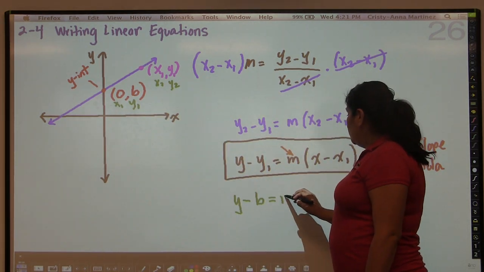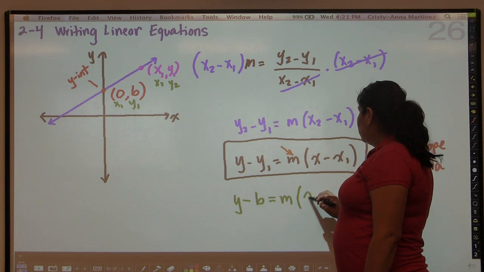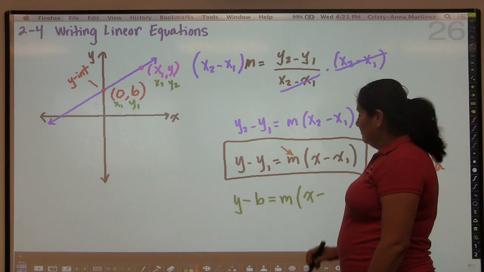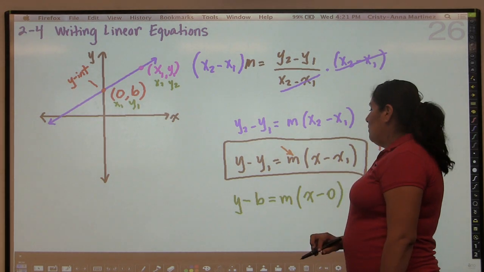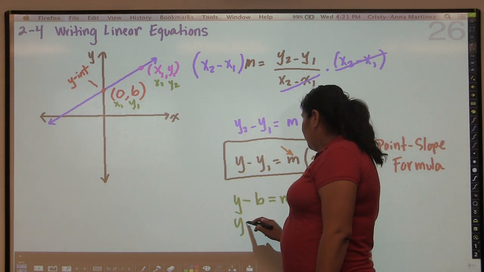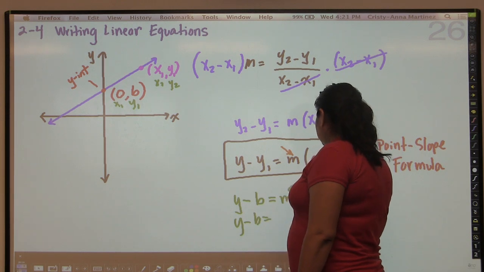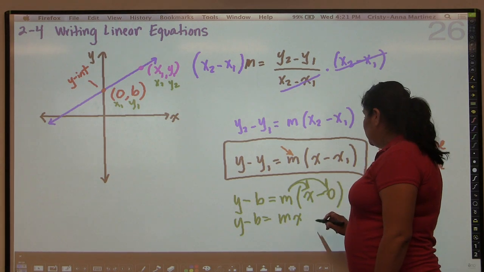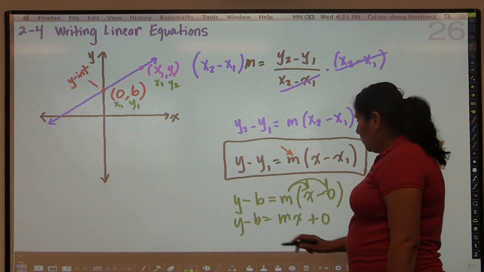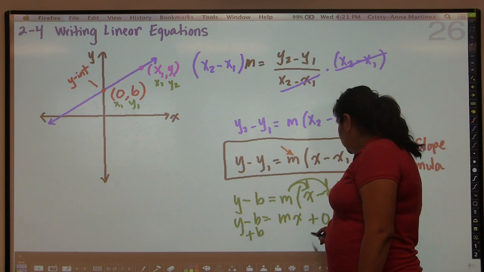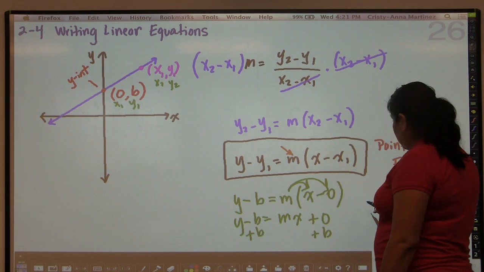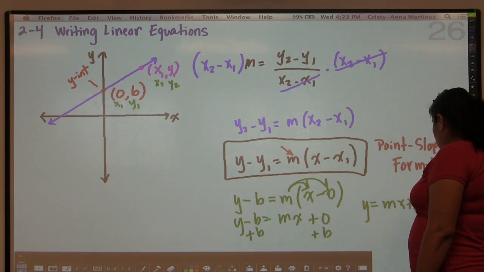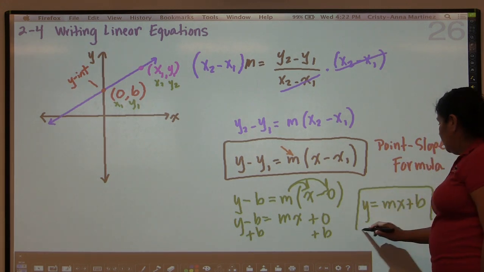We're going to leave the m alone. And then we're going to go x minus, what's x1? x1 is 0. Yes. So then what happens? Let's simplify this little guy. M times x is mx. M times 0 is 0. And the last thing you want to do is add your b to both sides. And voila. You get that y equals mx plus b. Isn't that gnarly? That's your second formula.